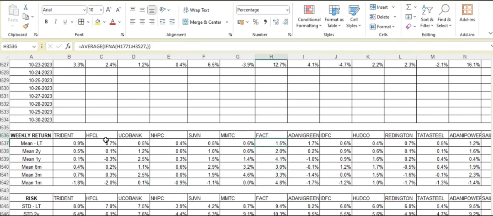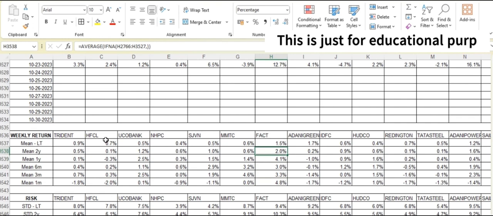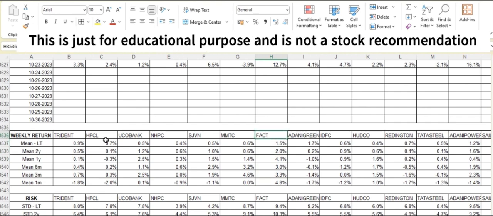However, if you look at this particular stock, which is FACT, FACT has actually seen an appreciation in the last 1 month, and it has given steady returns over its entire lifetime. So this probably would be a good stock to invest in. However, we will also need to look at the risks attached to this stock. So let's jump into the risk.